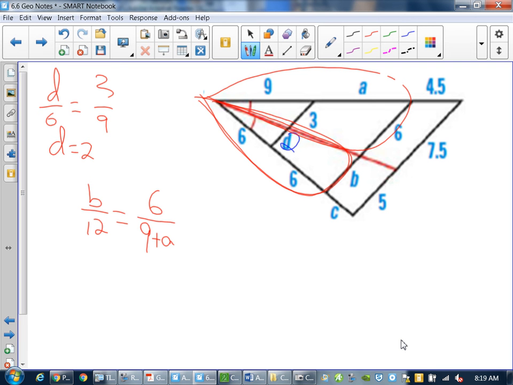So if you had to go B times... You know that your scale factor is going to be 1 to 3. Yeah, because that's what it was. Now what happens? You can use that scale factor, and if I do that here, what do I get for B? 4. Good, B is 4. Now if I do a 1 to 3 here, 3 times 6 is how much? 18. And 9 plus A times 1 is 9 plus A. So what's A? 9.